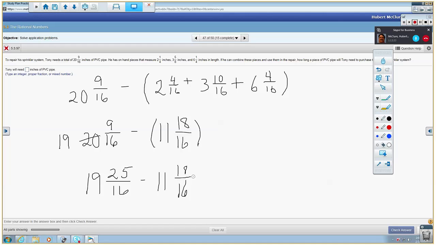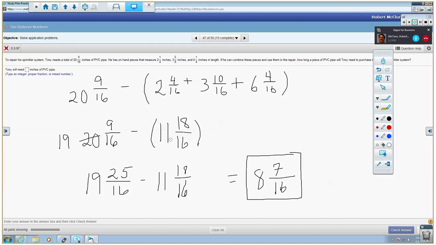All right, what's 25 minus 18? 7 over 16. And 19 minus 11. So he needs a piece that's about 8.5 inches long. Why did I say 8.5? Because what's 2 times 7? So 7/14 is a half, right? So what is 7/16? A little bit over what? A half.